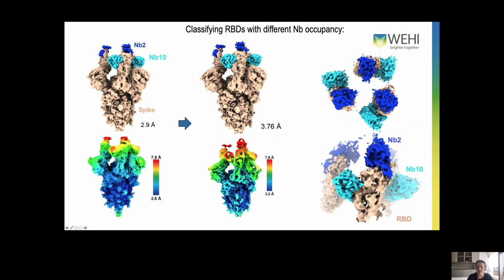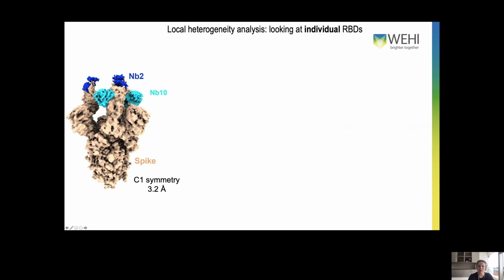However, again, while it was sufficient to have some idea of where the nanobodies bind, it would not help us understand any high resolution information, for example, or model the epitopes between the nanobodies and the RBDs. So we went a step further.